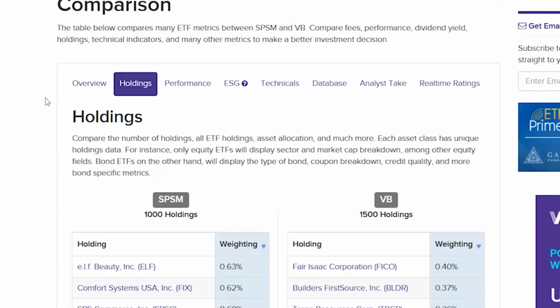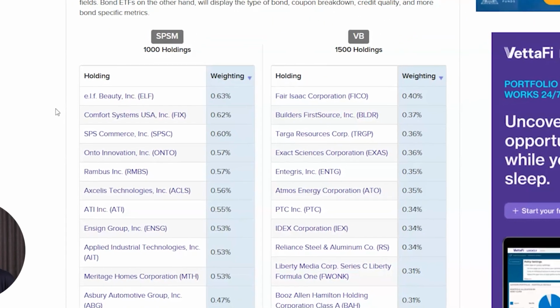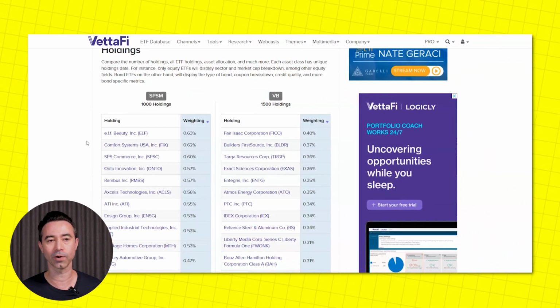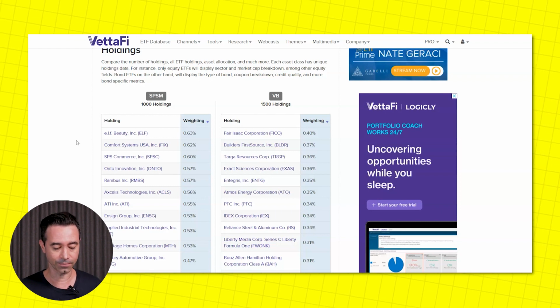Up on the top, we can see the holdings. These are small cap ETFs. I don't really know much about any of these companies, right? So that's why I buy an ETF, because they're just a broad basket of different small companies here in this case. Now, I do like to look at different charting software.